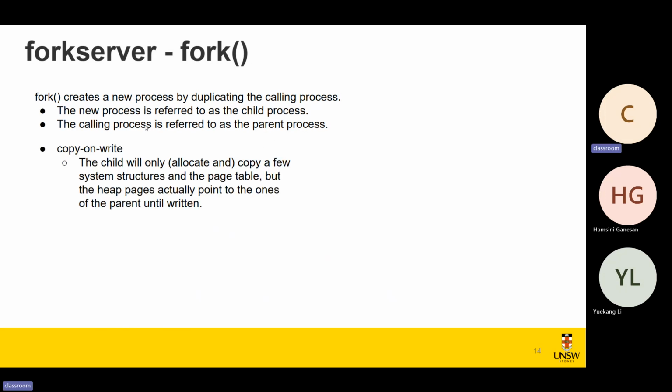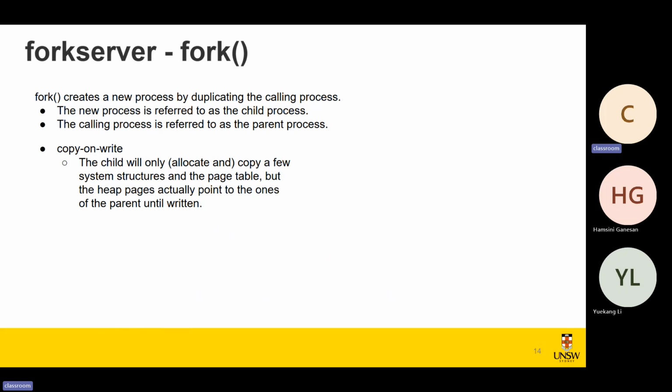It is very fast because it has a mechanism called copy on write. It means that when we are creating a new process with fork, we are not allocating a new piece of memory for the newly created process. We are reusing the memory of the parent process.